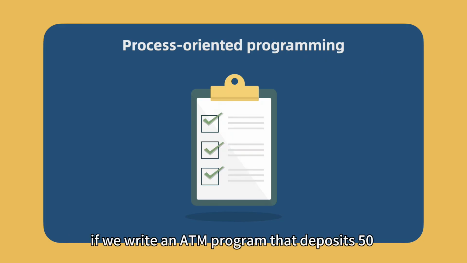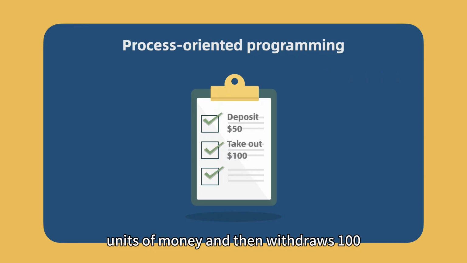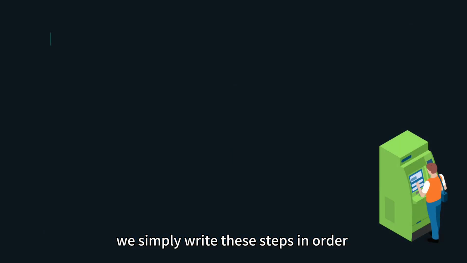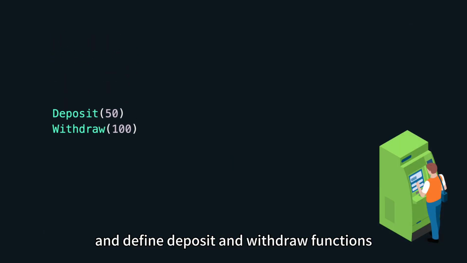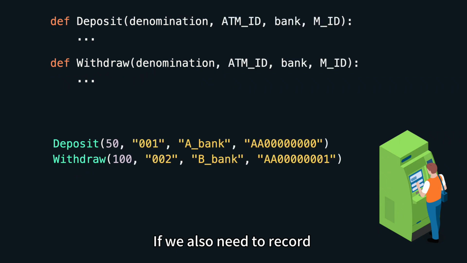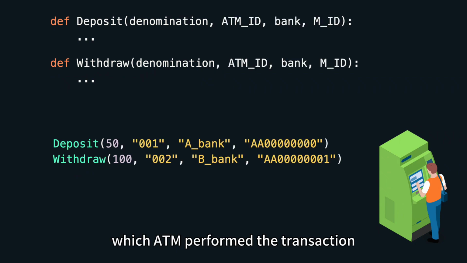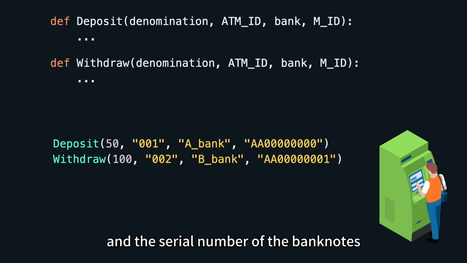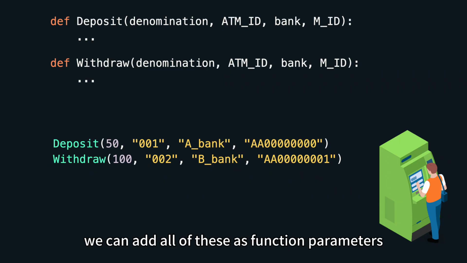For example, if we write an ATM program that deposits 50 units of money and then withdraws 100, we simply write these steps in order and define deposit and withdraw functions. If we also need to record which ATM performed the transaction, which bank it belongs to, and the serial number of the banknotes, we can add all of these as function parameters.